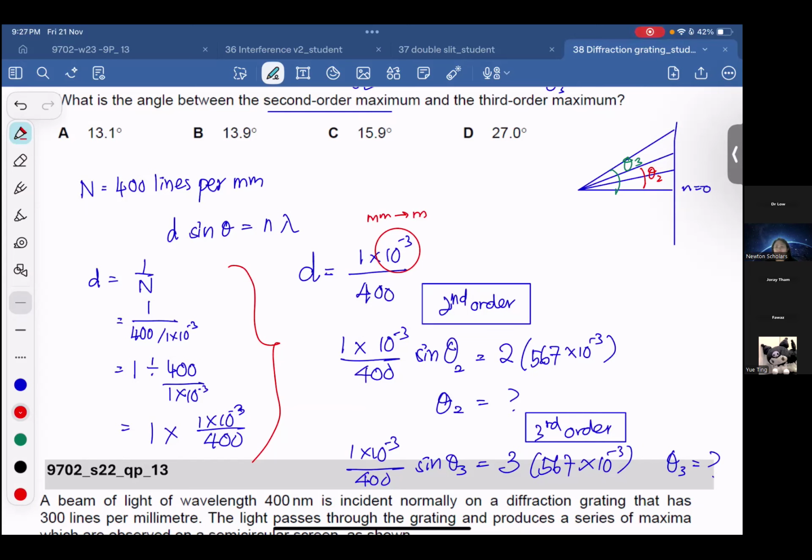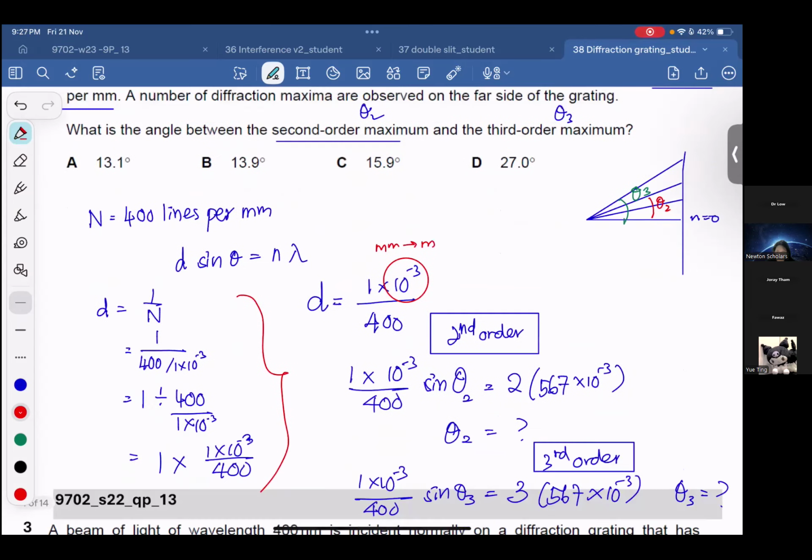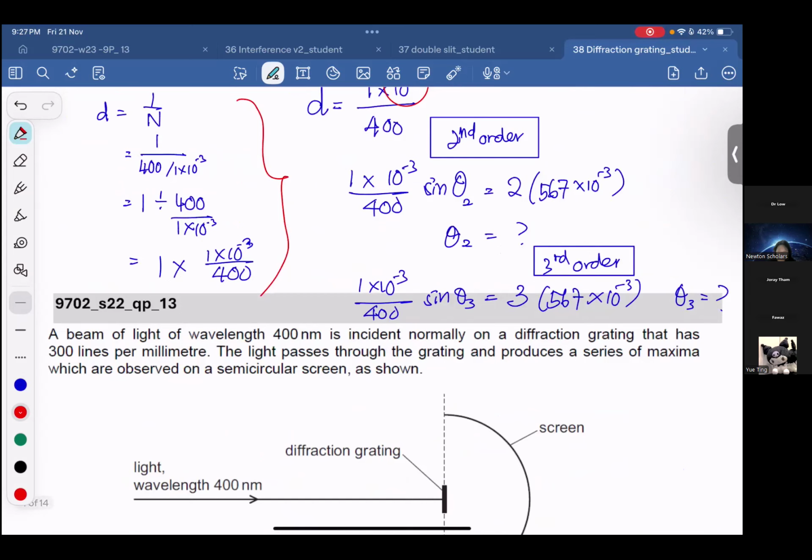Manjo, correct. Teacher must be 5, 6. Oh, sorry. Yes, dear. Thank you. Sorry, 567 times 10 power of negative 9. Yes, thank you, dear. Oh, negative 9. Nano. Negative 9. Thank you. Rashini, thank you. Jore, correct.